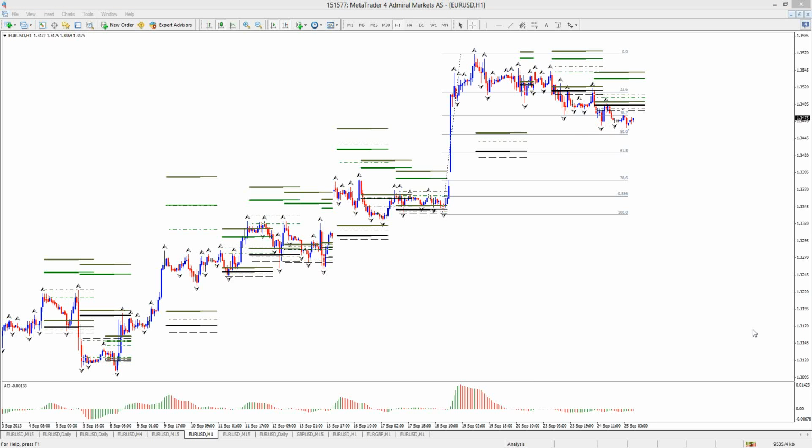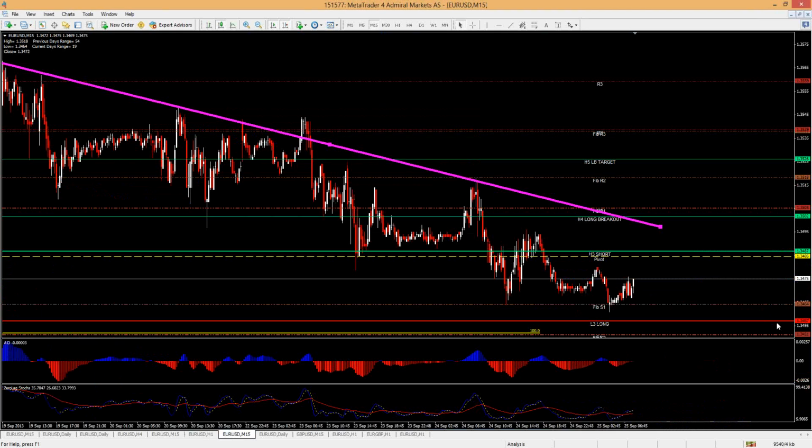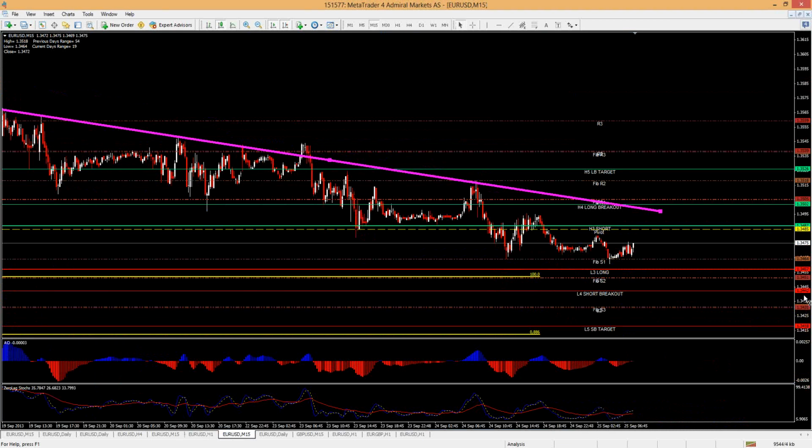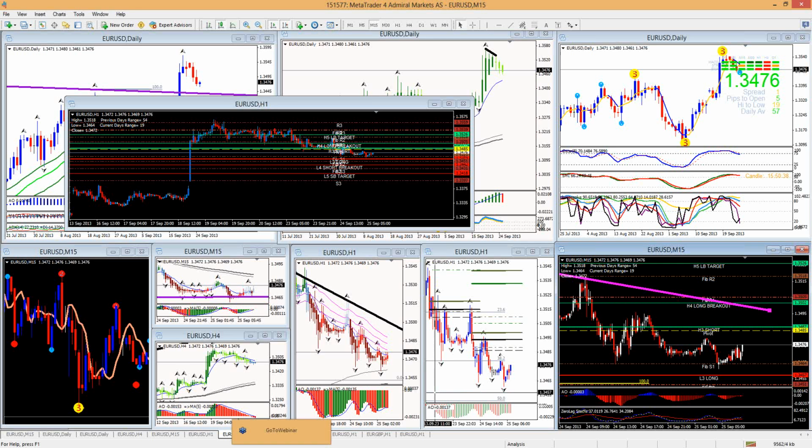So 134.50 is the 50 fib, and the L3 is 134.57. Pretty close by. The L4 is below the 50 fib at 134.42. Good. So let's keep an eye on this. Looks like an interesting setup today on the euro. Let's take a look quickly at the pound.